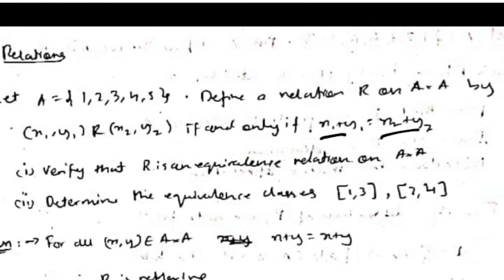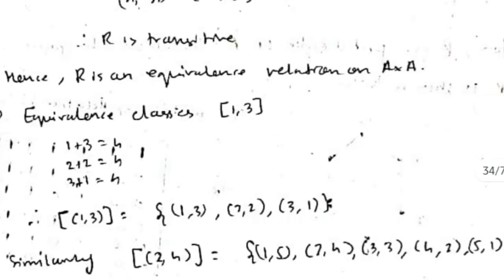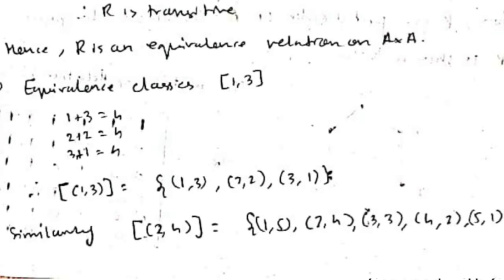x1 plus y1 is equal to x2 plus y2. So for (1, 3), which all pairs have the same sum as (1, 3)? 1 plus 3 is 4, right? So the other pairs which are possible are (2, 2), since 2 plus 2 is also 4, and (3, 1), since 3 plus 1 is also 4. So the equivalence class will be (1, 3), (2, 2) and (3, 1). In a similar way, for (2, 4), the possible classes are these.